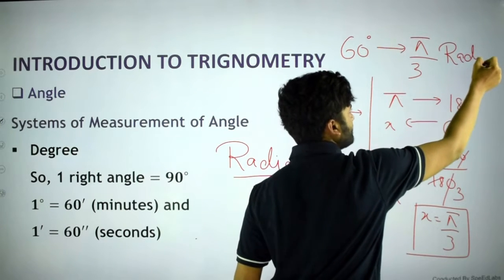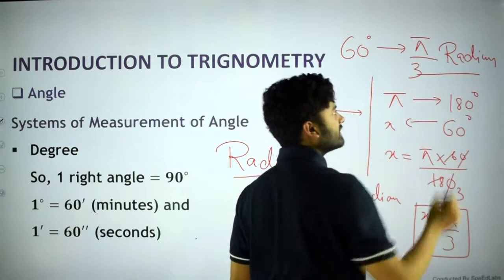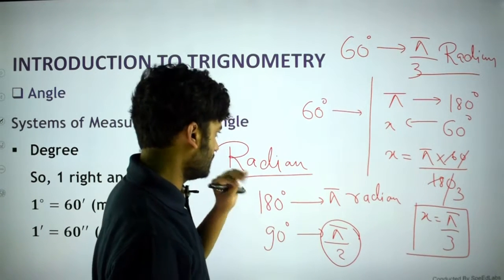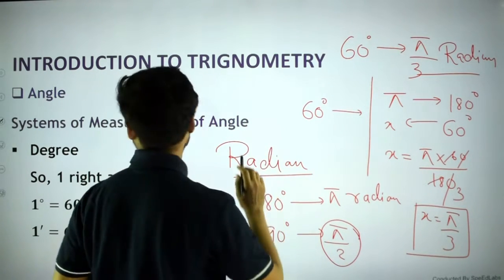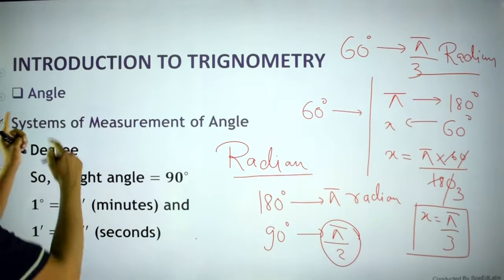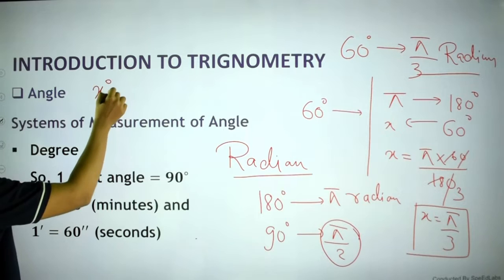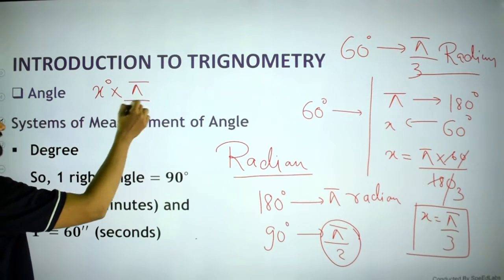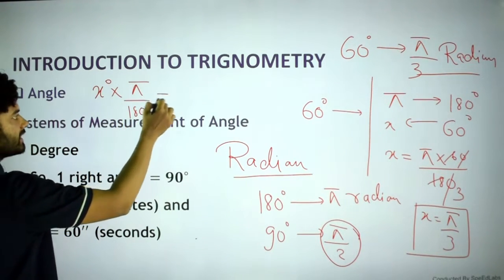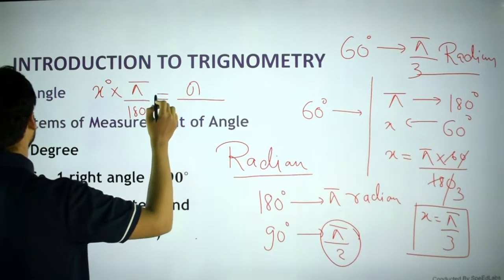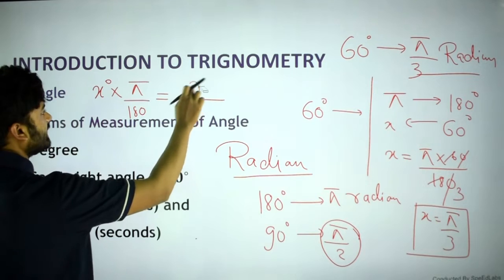That is very easy now. So this is how you can convert degrees into radians. Now I am just giving you one short trick. If you want to convert degrees into radians, let's say this is x degrees, you have to multiply it by pi by 180. So what will you get? You will get the angle in radians.